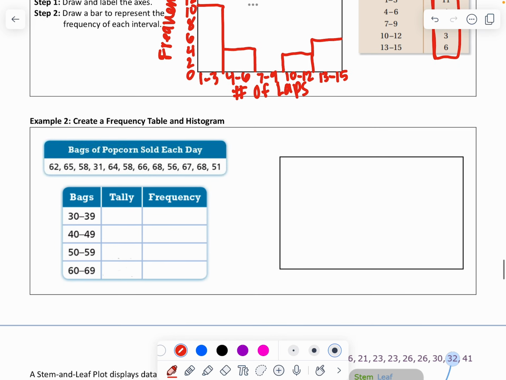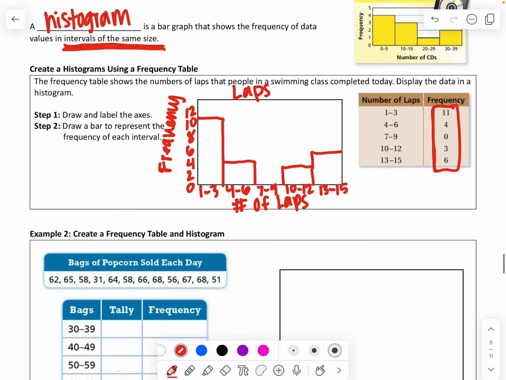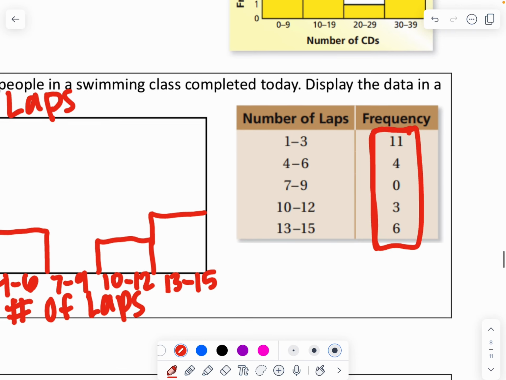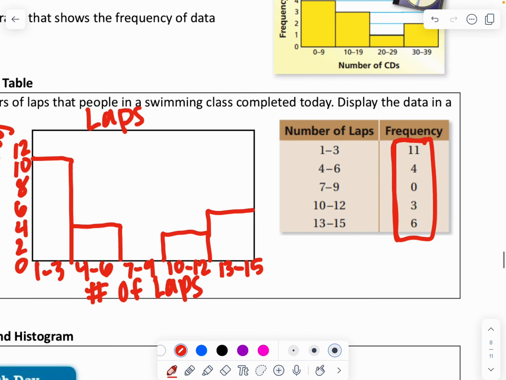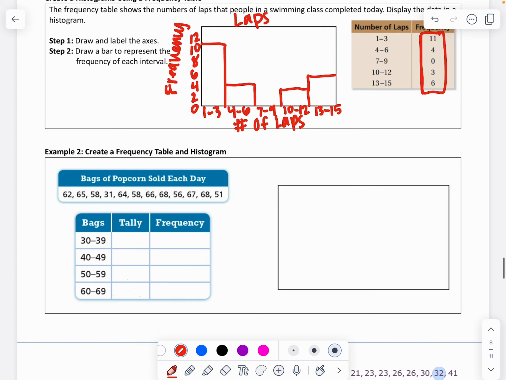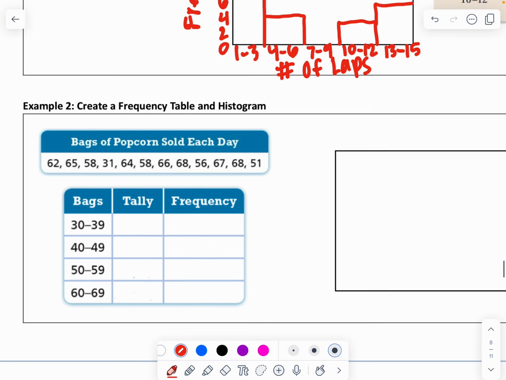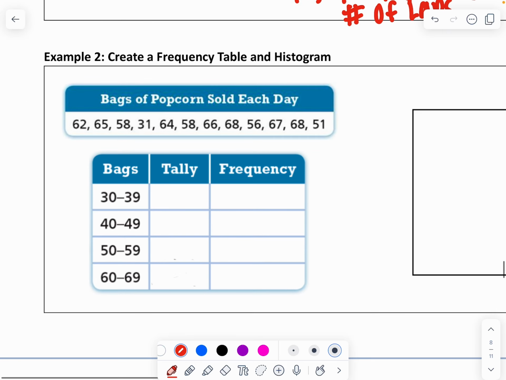Next, this time we have to actually create the frequency table. Up here, this was the frequency table telling you the number of lap intervals and then the frequency. Well, we have to create our own. It gives us the bags of popcorn sold each day. So I need to find all of the numbers that are between 30 and 39, and I'm going to do tallies in the frequency table.